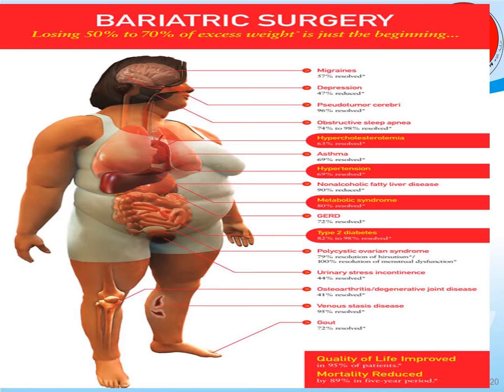We know from statistics that hypercholesterolemia will resolve in probably two thirds of patients, hypertension as well, and 80% or more of metabolic syndrome and type 2 diabetes will resolve after bariatric surgery. In addition, the quality of life will improve, and the mortality will reduce after weight loss following bariatric surgery.